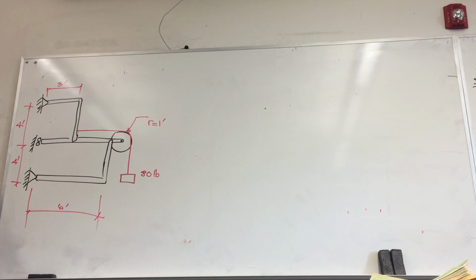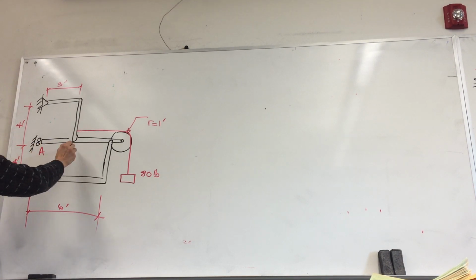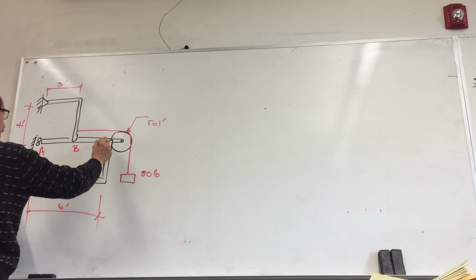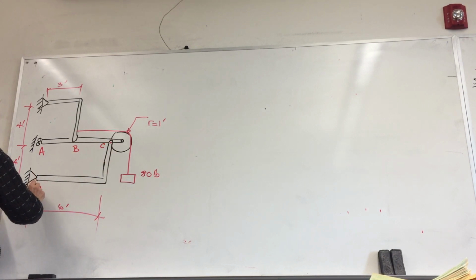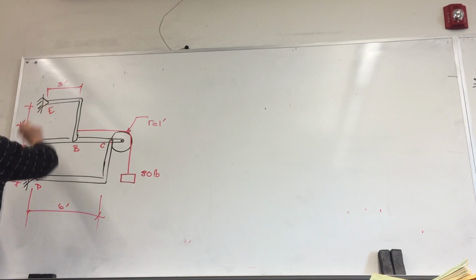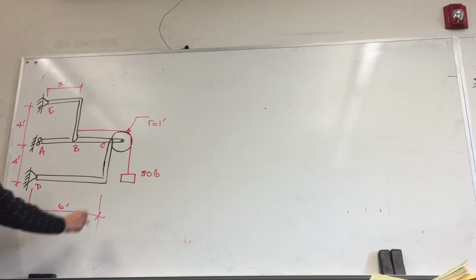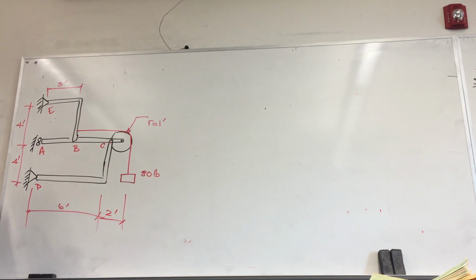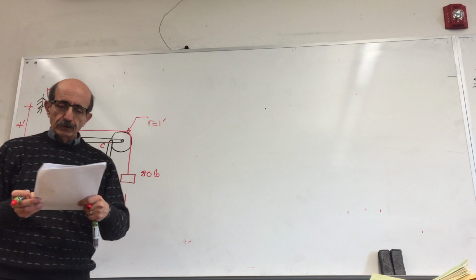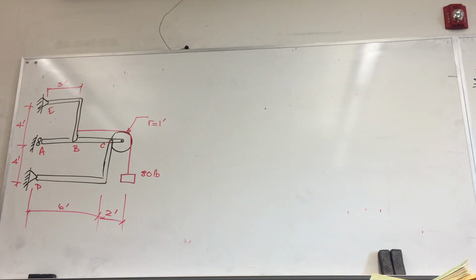Let me label all these points. A, B, C, D, E, K, and obviously this is point 2. Okay, so you have a structure that is connected to this wall at point E with this pin. There's a roller here and there's another pin here.